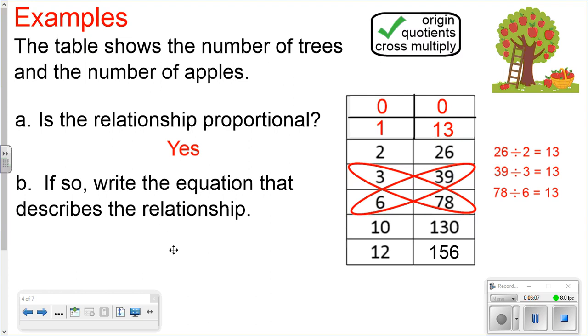So if I want to write the equation y equals mx, I need the slope. I could take the change in y divided by the change in x, which is 26 divided by 2, and it's 13. These quotients will be exactly the same if the relationship is proportional.